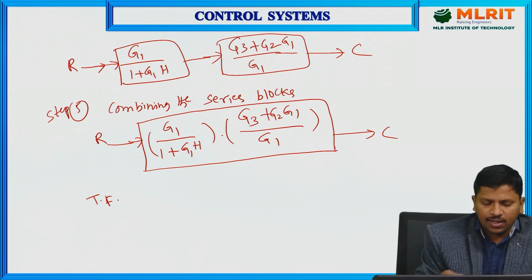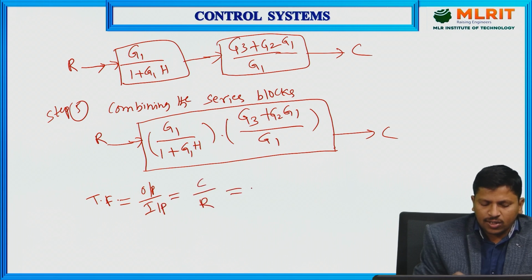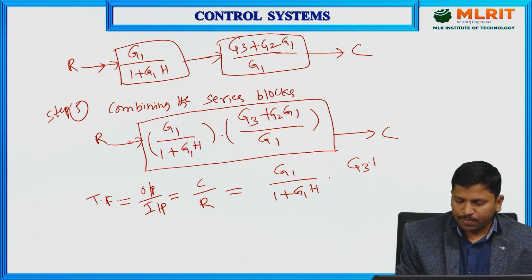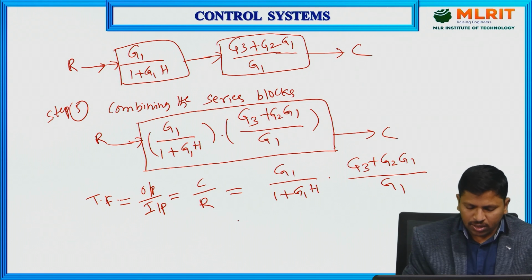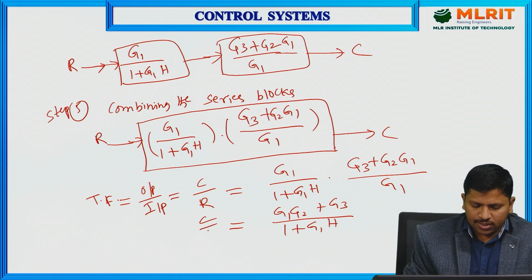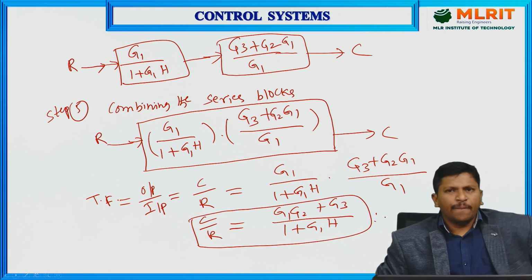Transfer function is C divided by R, meaning output divided by input. That is C divided by R equals G1 divided by 1 plus G1 into H, into G3 plus G2 G1 by G1. Here both G1 get cancelled. Finally, G1 G2 plus G3 divided by 1 plus G1 H. This is C by R. This is the transfer function.